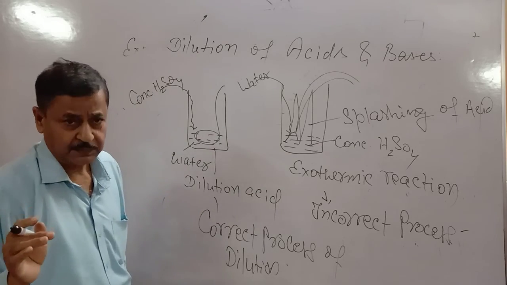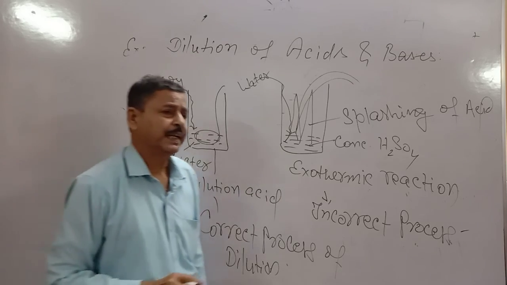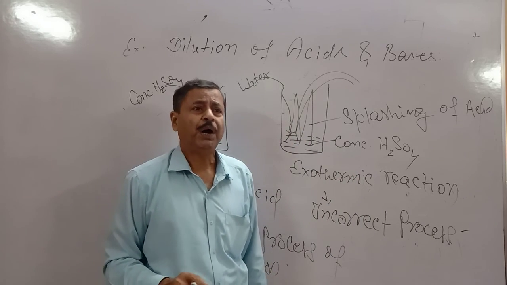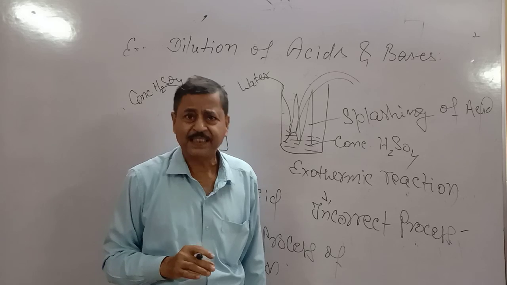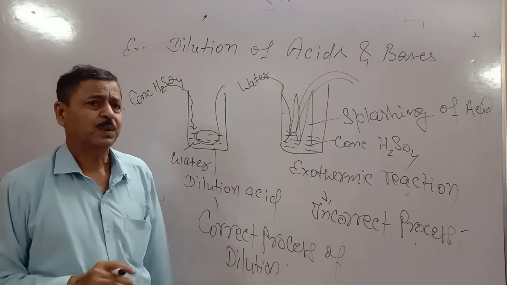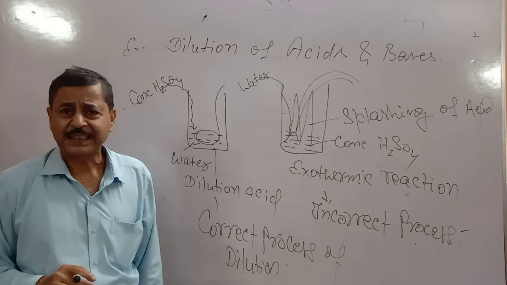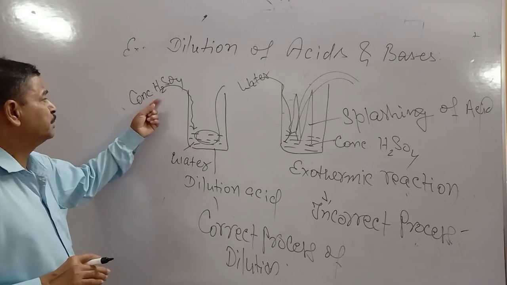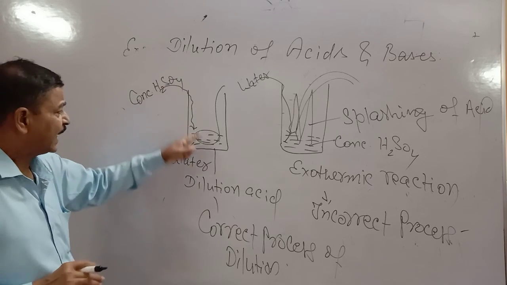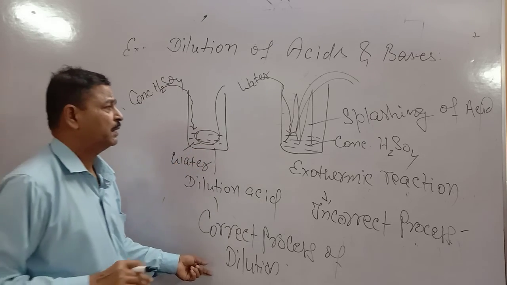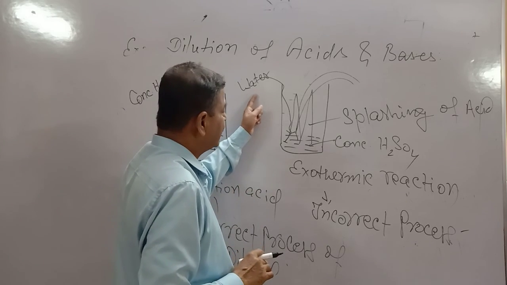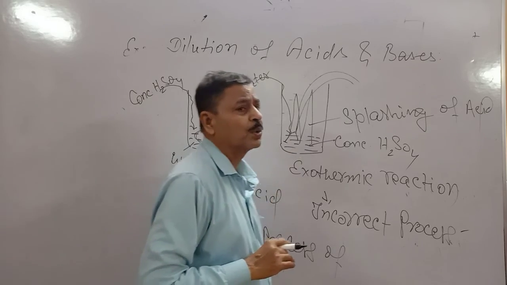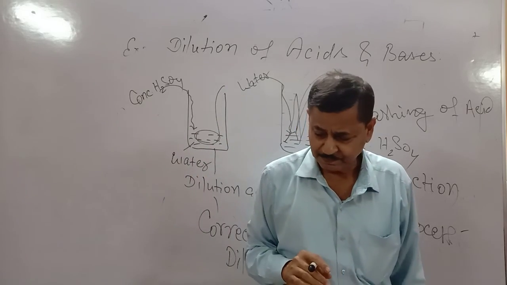We know that during dilution of acid, the concentration of hydrogen ion per unit volume decreases. This situation is also found in the case of dilution of base. During dilution of base, if base is added into water, it is the correct process, but it is not advised that water is added into concentrated base.